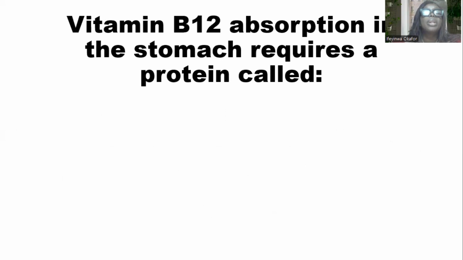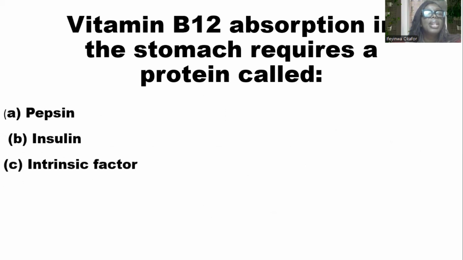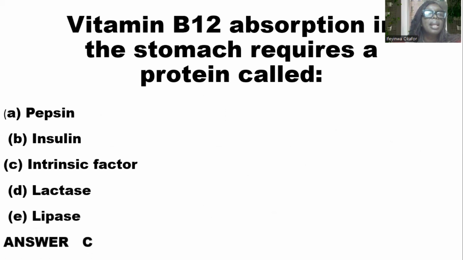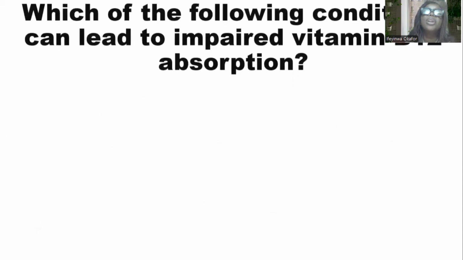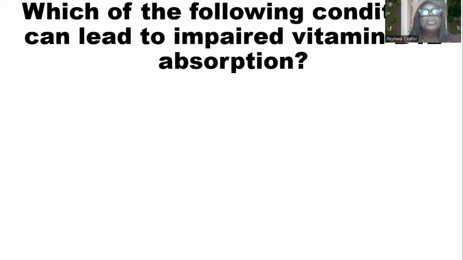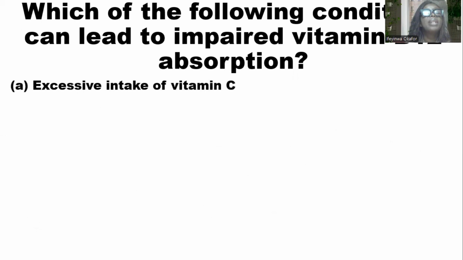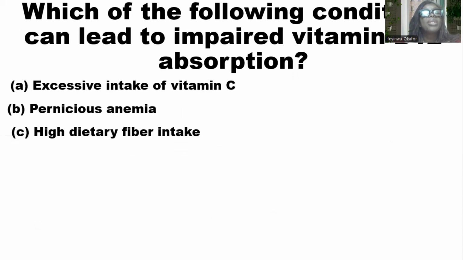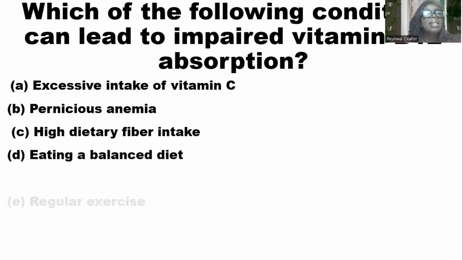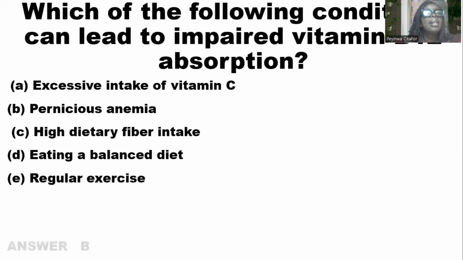Vitamin B12 absorption in the stomach requires a protein called pepsin, insulin, intrinsic factor, lactase, lipids, and the answer is C, intrinsic factor. Which of the following conditions can lead to impaired vitamin B12 absorption? We have excess intake of vitamin C, pernicious anemia, high dietary fiber intake, eating a balanced diet, regular exercise, and the answer is B, pernicious anemia.